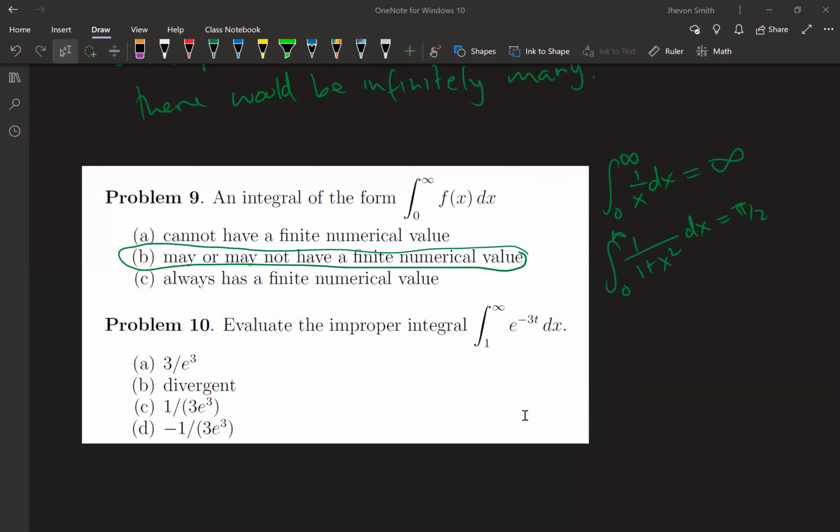Evaluate the improper integral. You cannot use a lifeline. This one's for all the marbles. Two people answering very quickly.